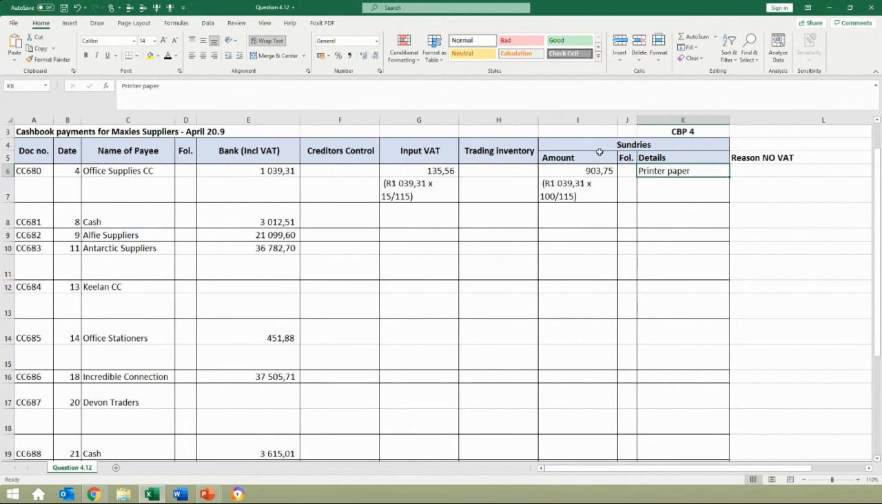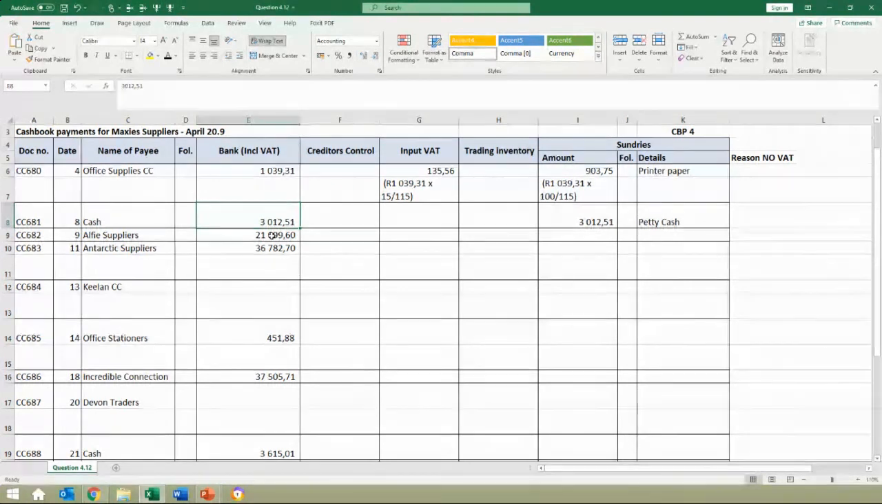That's correct. Because there's no petty cash column, we include it into our sundry account to petty cash. So petty cash increases. We debit petty cash, more money goes into our petty cash box, but money goes out of our bank account. Then on the 9th, we've got a payment on account to Alfie Suppliers. No settlement discount was received because the account was not paid in full. So they told us we paid 21,000.